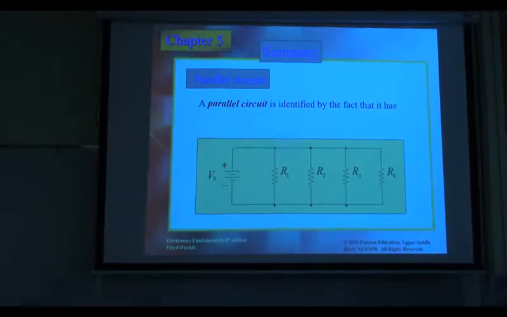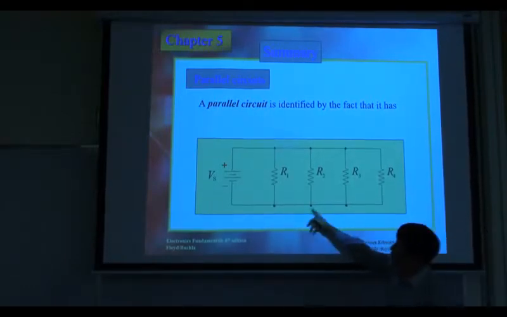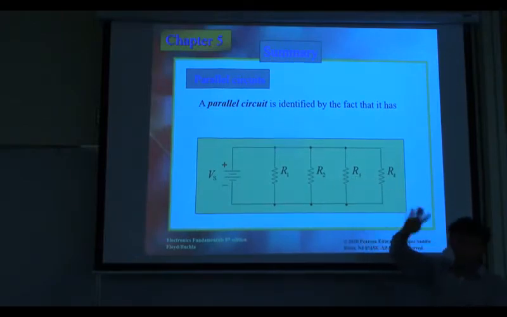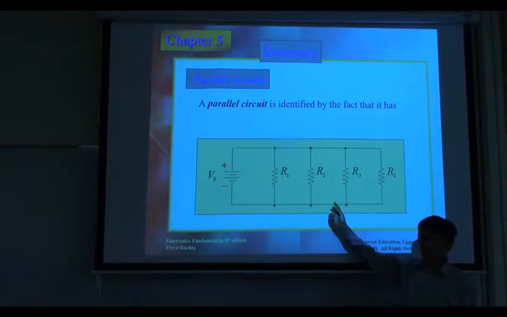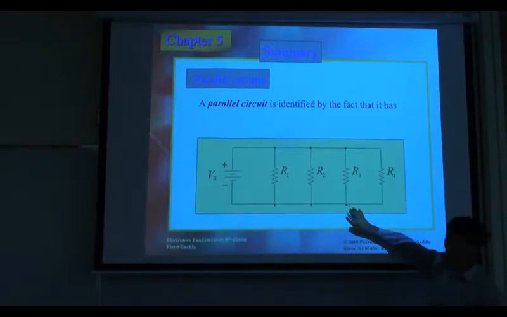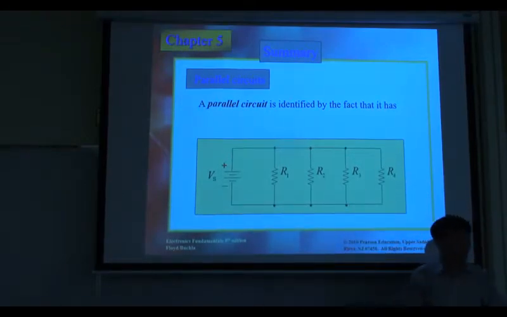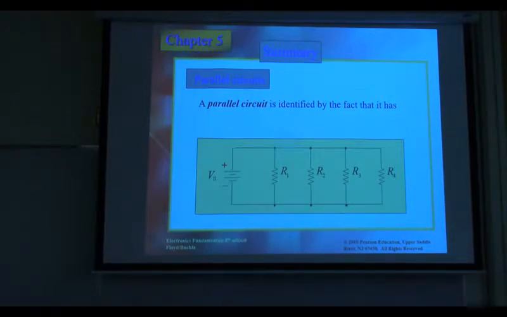I said only, I didn't say one or two, right? We have only two common terminals. All components must be connected to this one and this one. So we can mark A on the top and B on the bottom. So we have only two terminals. That's it. So this is called a parallel circuit.